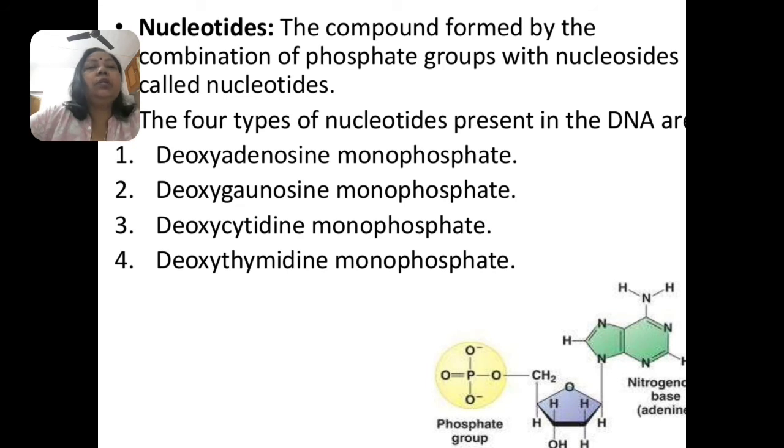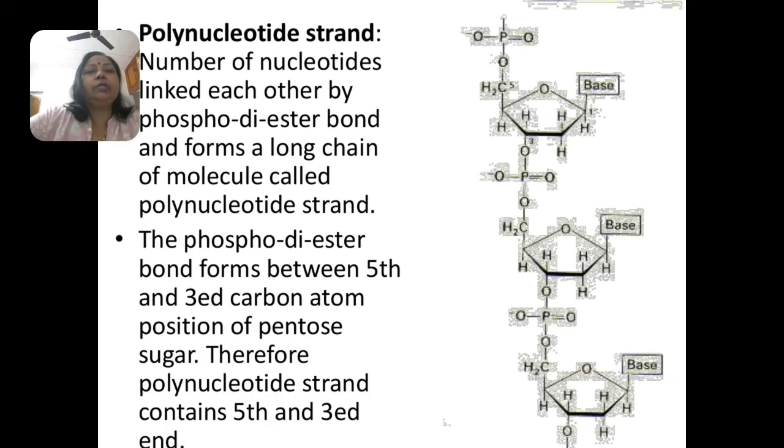And now come to the nucleotides. The components formed by the combination of a phosphate group with nucleosides. When nucleosides attach with the phosphate group, it is called a nucleotide. Means there are three components. The four types of nucleotides present in DNA are deoxyadenosine monophosphate, deoxyguanosine monophosphate, one single phosphate is there, deoxycytidine monophosphate and deoxythymidine monophosphate.